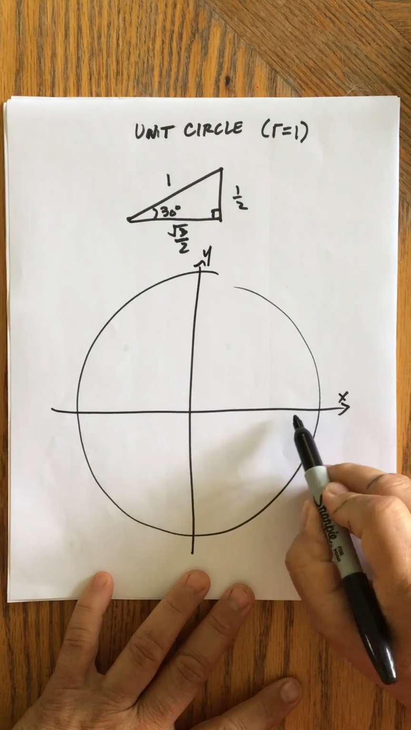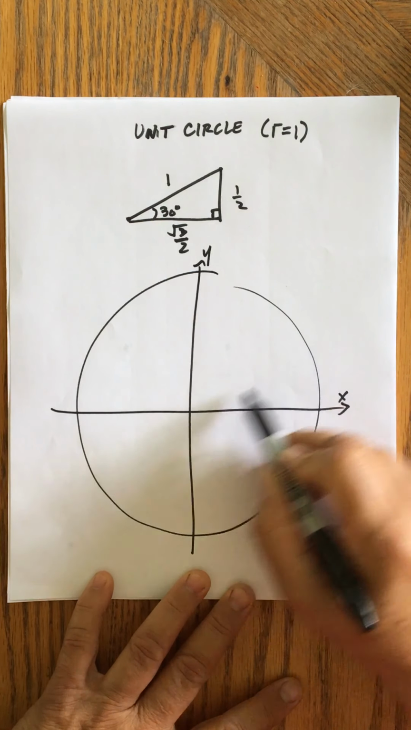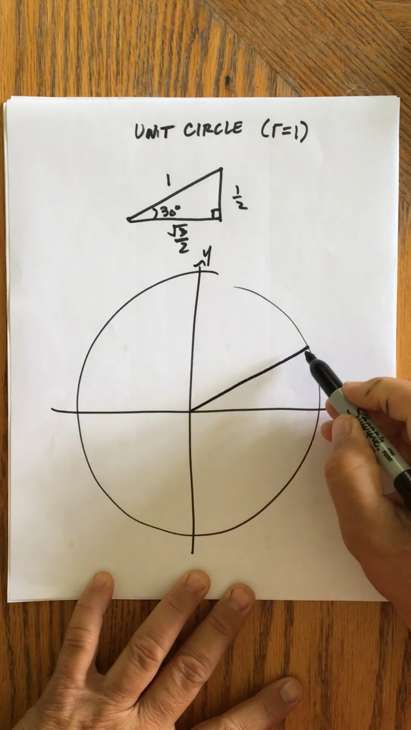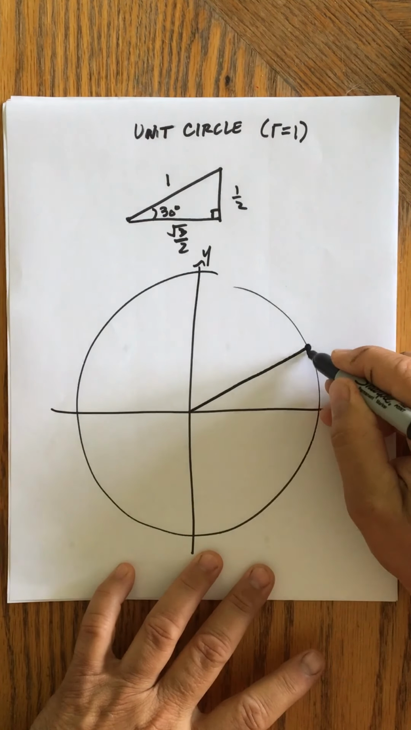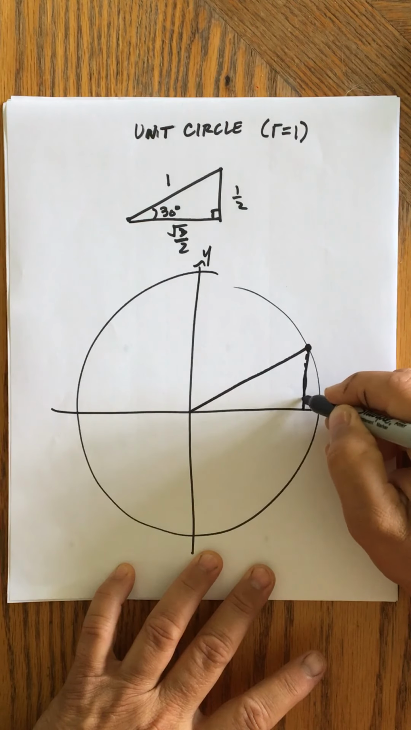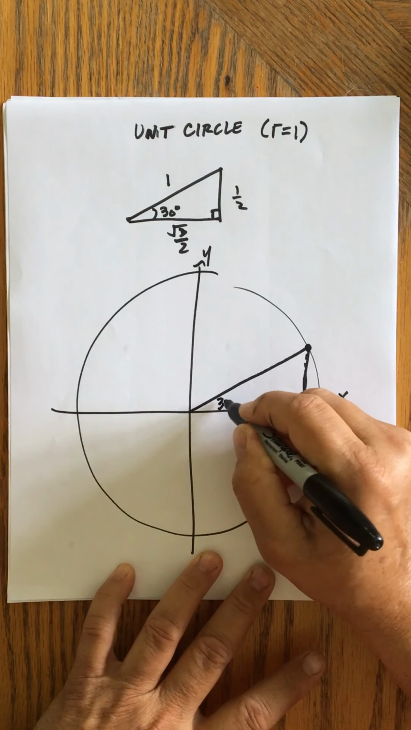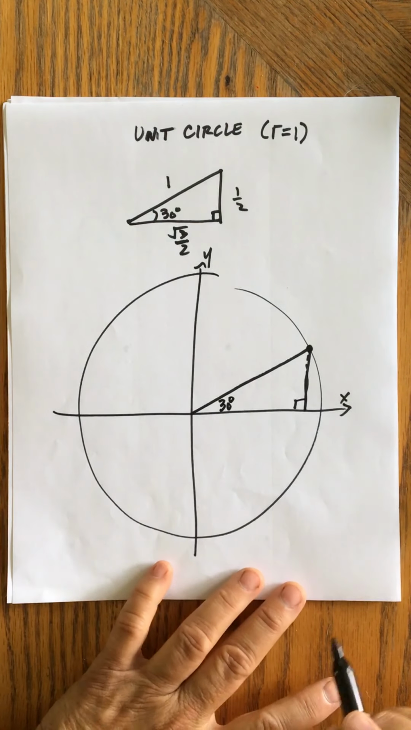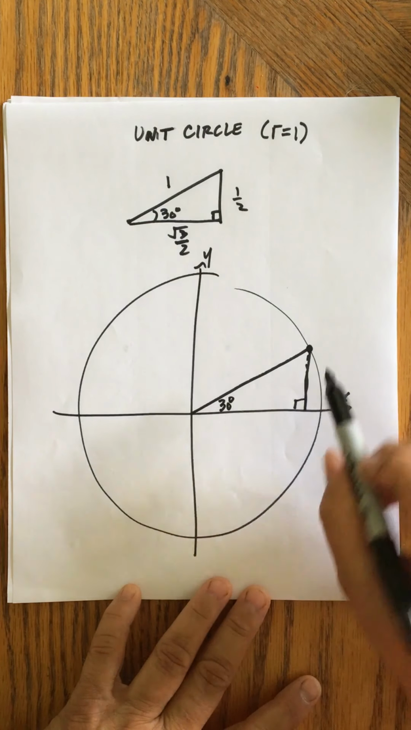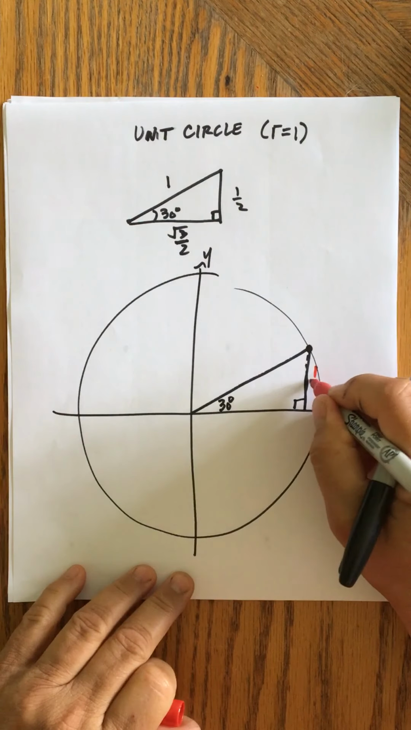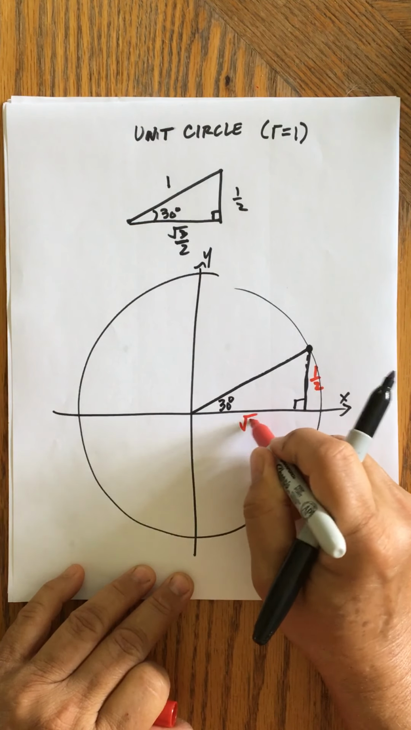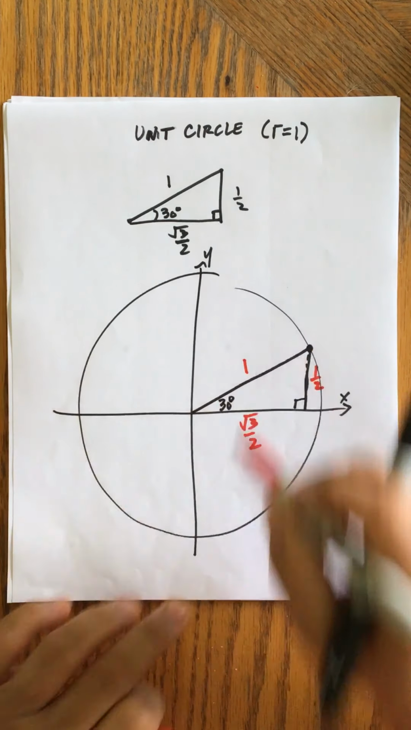All right, so let's say I were to rotate out 30 degrees. It may not be exact, but something like that. You drop your perpendicular to the x-axis. Here's your 30-degree angle. Now what you would know is, across from it is a half, and here the adjacent is square root 3 over 2, and here the hypotenuse is 1.